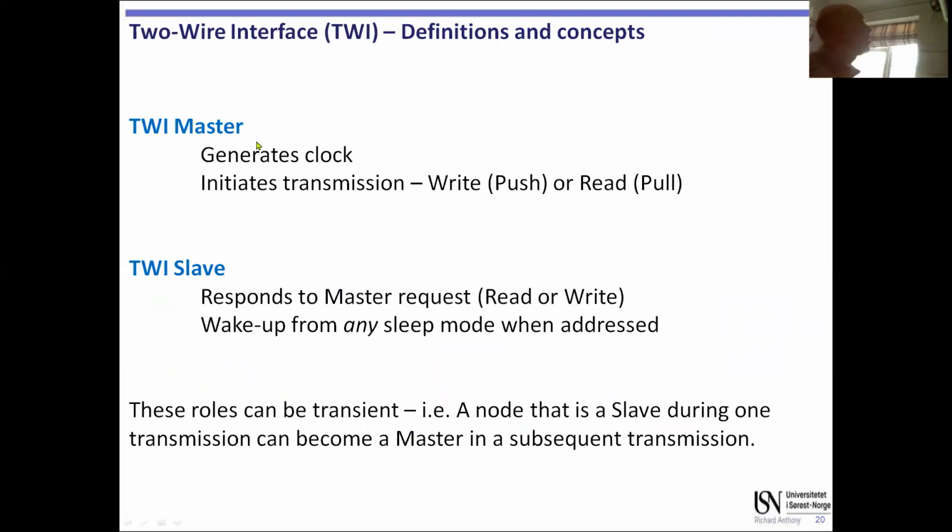So the TWI master generates the clock and initiates transmission. It can either push data or pull data, i.e. ask the other end to send data, or it can send data itself. The slave can only respond to the master's request. It can either read or write data from the master, and it can wake up from a sleep mode, which is a thing that the Atmel provides, these modes of really low power where you can shut down the CPU, and you can actually use a two-wire interface signal to wake up the device from sleep. So to save power, it can be sleeping and then wake up and do something.